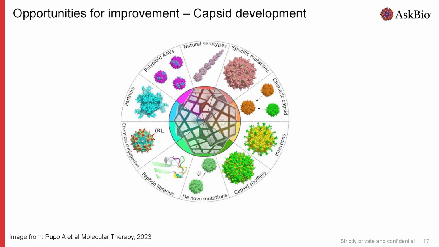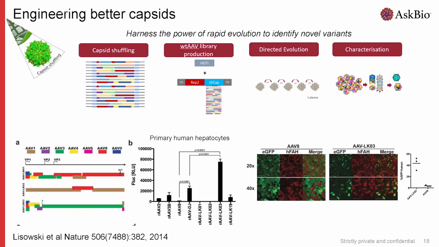This is a great review from a team at ASK. In this figure, what they're showing is a variety of ways that we can modify the capsid just to try and improve targeting and potency. I'll pick out a couple of these. The first one is capsid shuffling, where we're harnessing the power of rapid evolution to identify novel variants.